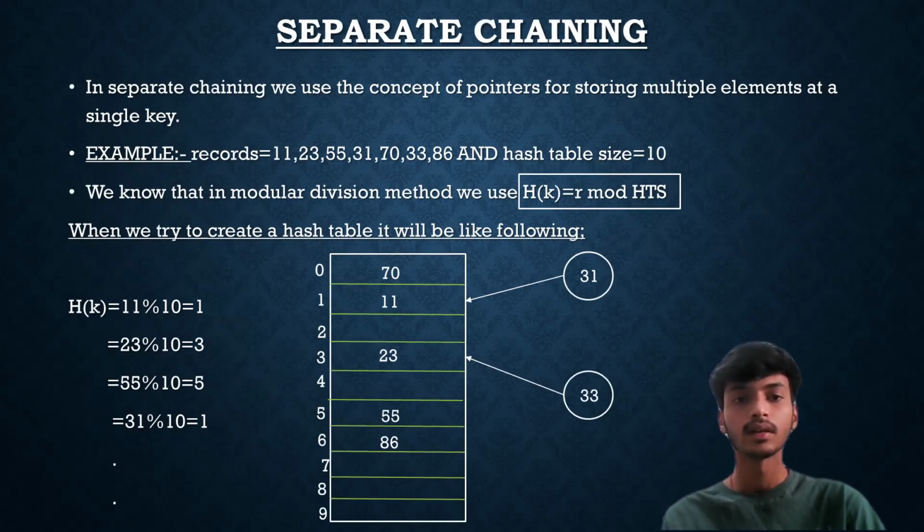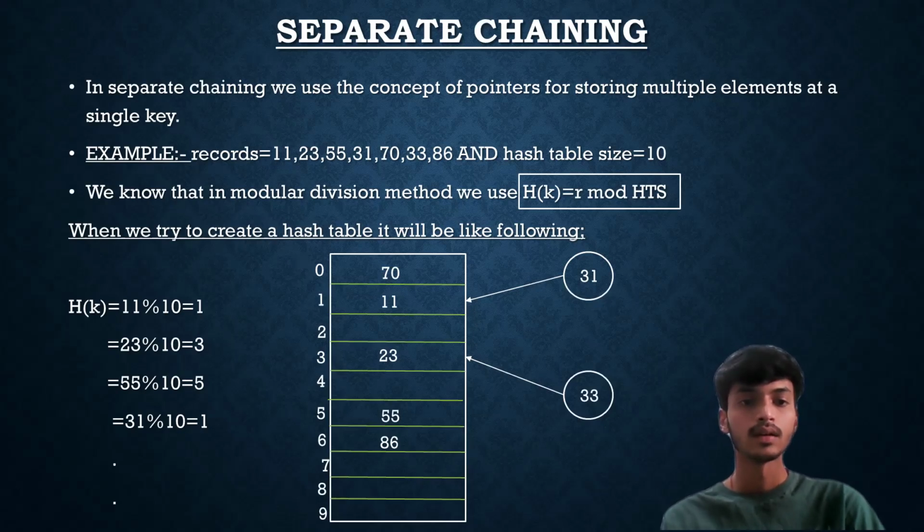In the example, the records given are 11, 23, 55, and so on up to 86, and the hash table size is 10. If anyone doesn't know the modular division method, we use h of k, which is the key value, equal to r mod hts, where hts is the hash table size and r is the record. So when we try to create the hash table, it will be like the following. You can see the figure.